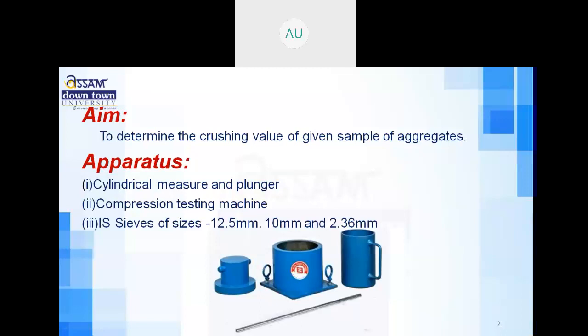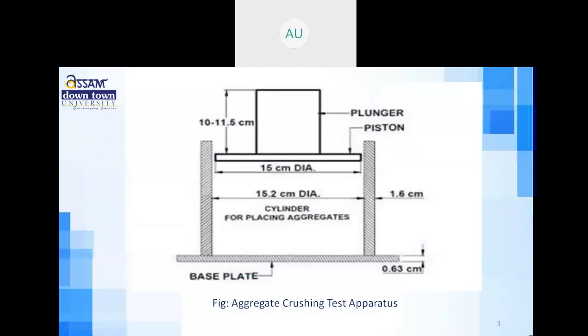The apparatus required for this test are a cylindrical measure and plunger, a compression testing machine, and IS sieves of sizes 12.5 mm, 10 mm and 2.36 mm. This is the diagram of the aggregate crushing test apparatus, and here all the dimensions are shown in this figure.